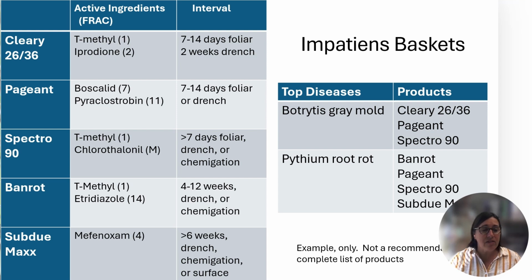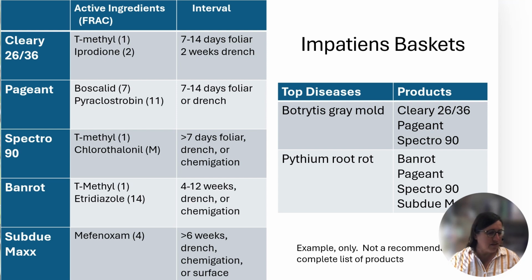Spectro 90, again, thiophanate methyl, FRAC 1. So this is the second time we've seen thiophanate methyl. And chlorothalonil, which has a multi-site inhibition. So that one, we don't worry about disease resistance as much, but chlorothalonil can be applied no more than every 7 days as a foliar, drench, or through chemigation. Now, Spectro 90, we see it twice on my list, right? It again is effective against gray mold, effective against Pythium root rot. So that's another one. So both Pageant and Spectro 90 are good products for both of my top diseases in this example scenario.